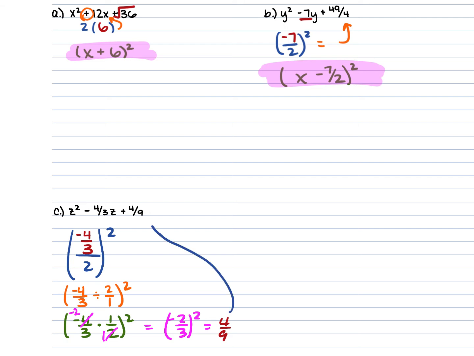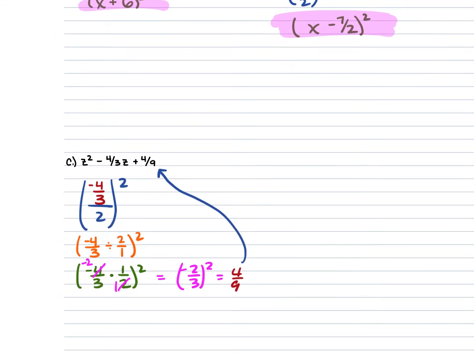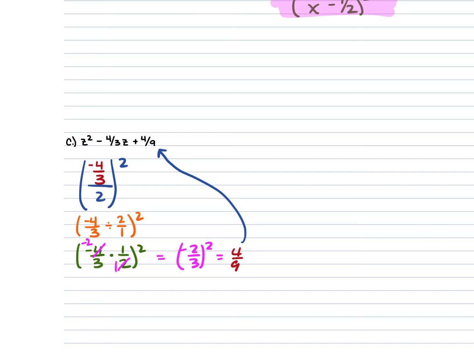That is your term right there. So the only thing you'd have to do, look at this part, put an x in there, and then you're good to go. So x minus 2/3 to the second power is that perfect square trinomial factored.